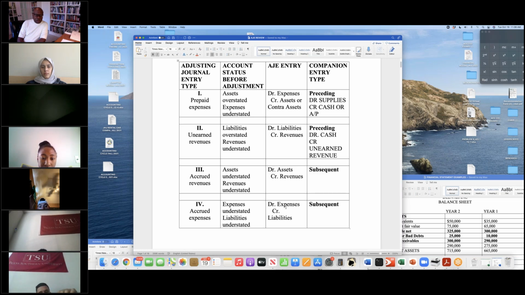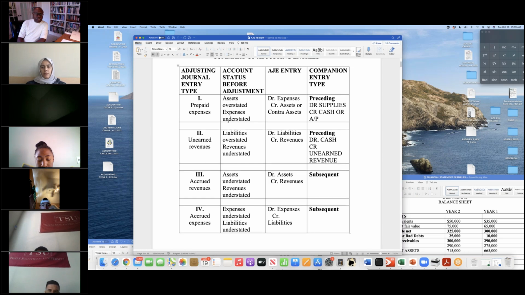We have to accrue expenses if we've incurred those expenses, even though we have not paid them yet. If we don't do it, expenses are understated and liabilities are understated. So note these little rules about what's happening.